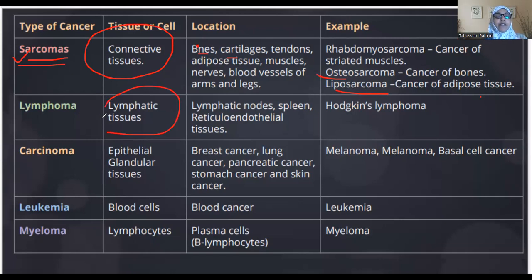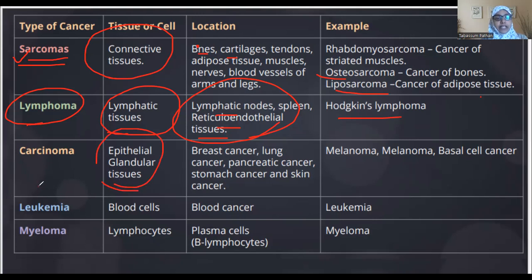If the cancer has affected your lymphatic tissue, then it will be known as lymphoma, like your lymph nodes, your spleen, your tissues. This will affect your immune system drastically because the immune system becomes weak, like Hodgkin lymphoma. Then if it is of the epithelial glandular tissues, then it will be carcinoma.